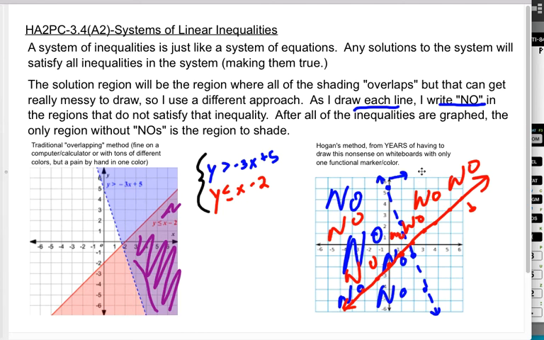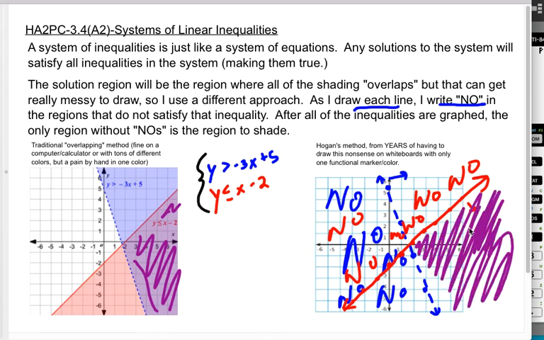Okay, so what ends up happening is that my solution area is the only area left after I've graphed all of the inequalities that doesn't have a no, and you'll notice that that's the same area that they had, and then I go ahead and shade it, right? So then I shade that, and that's my solution. You'll notice it's the same region. The graph looks slightly different because my scale is slightly different, but that's the idea.